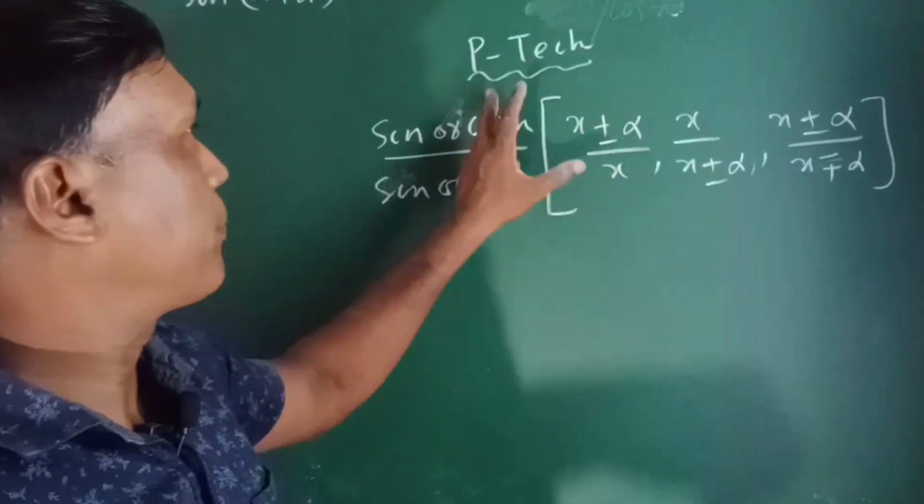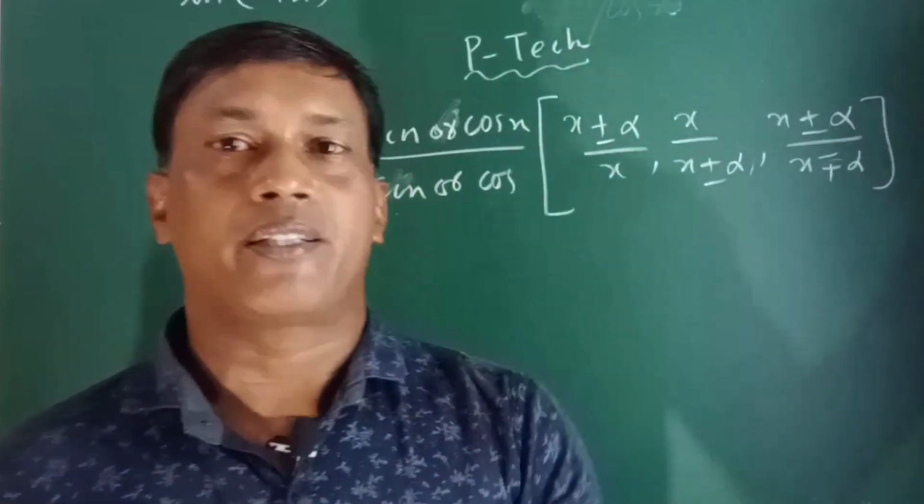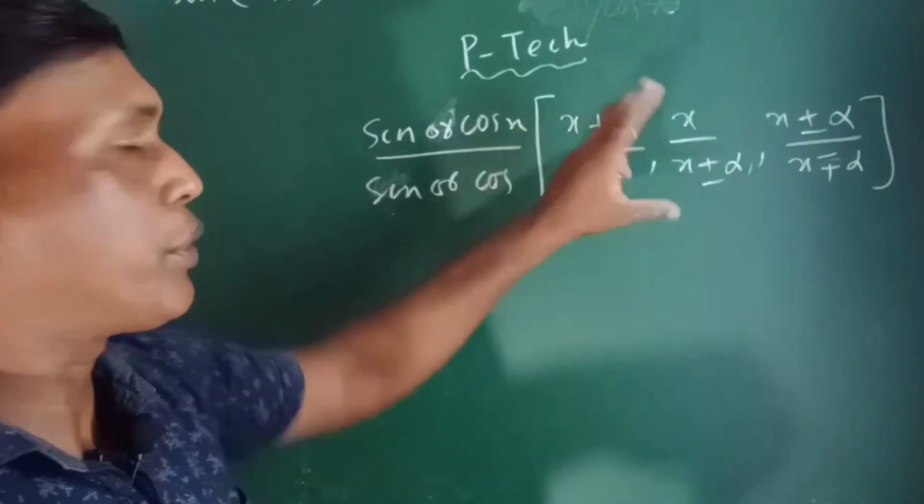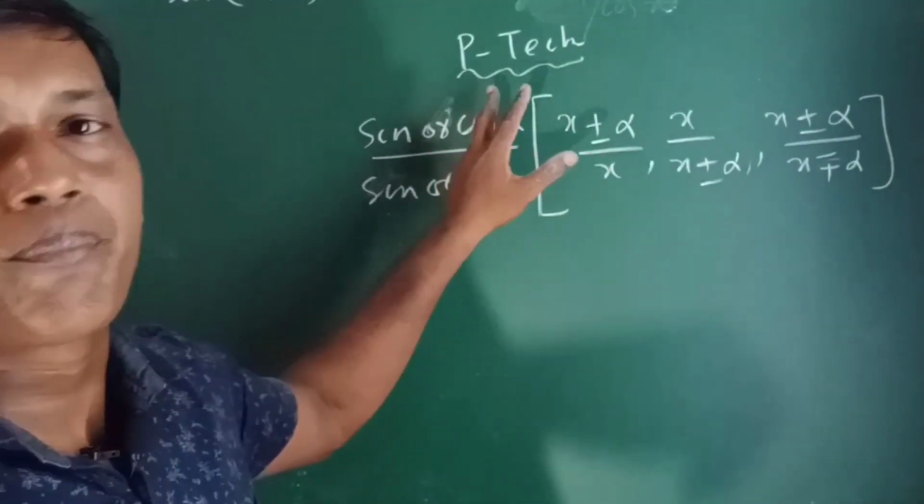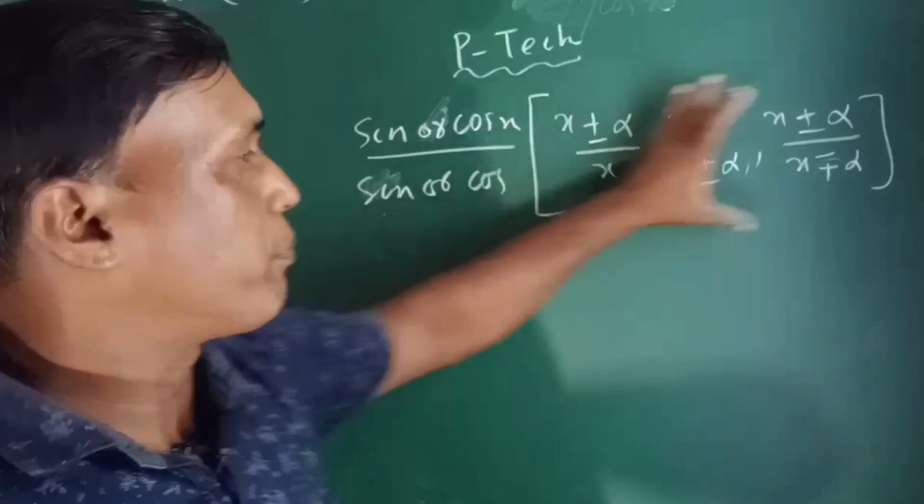This is one form. I write here P Tech after my name, Pradip's technique. Why do I write it in this form? This Pradip's technique or P Tech is this form.